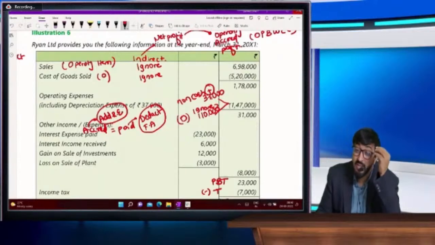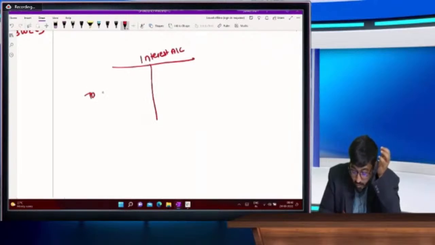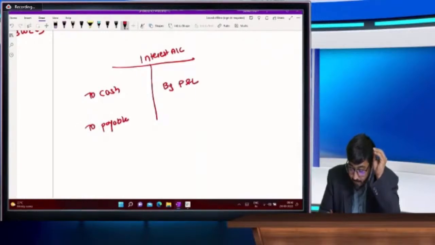Vidya ji, paid is related to cash. See beta, Vidya ji, if I open the interest account, here it is to cash, please focus on this concept, and to payable, and it is by P&L. Now please focus on that question, 75,000. This is called accrued.